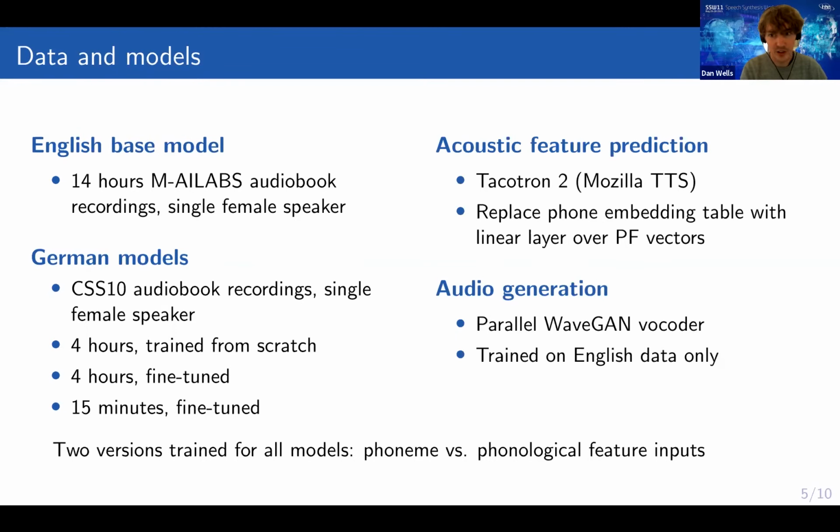As for what these models are, it's a Tacotron 2 architecture based on the Mozilla TTS implementation for acoustic feature prediction, and then the audio generation is done with a Parallel WaveGAN vocoder trained using the 14 hours of English data.